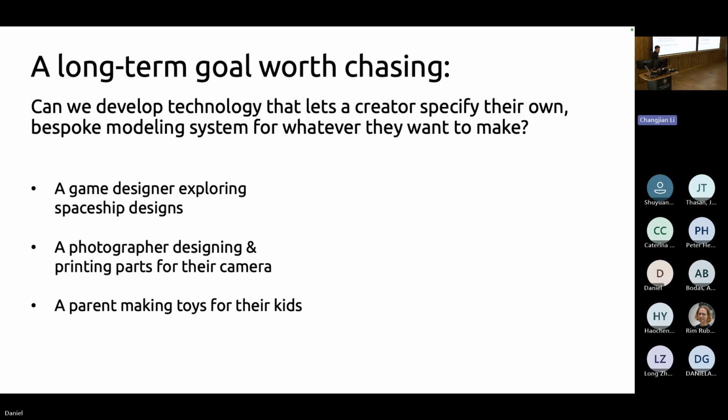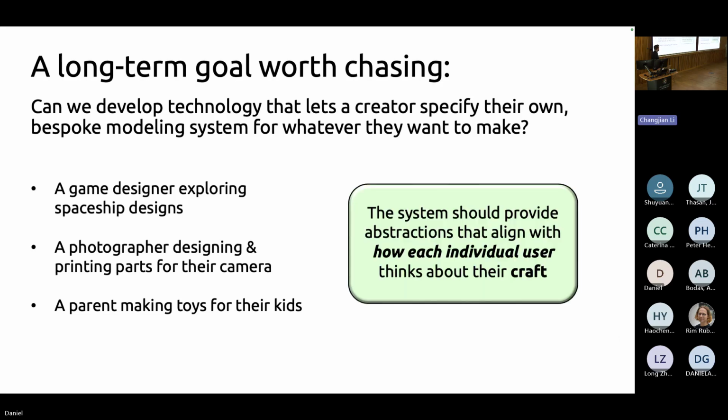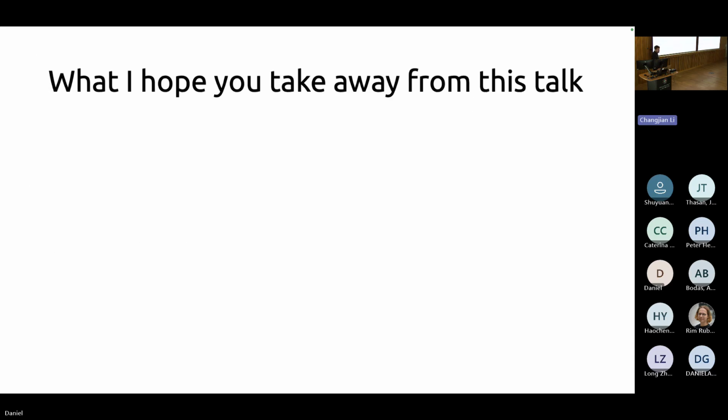And I think the idea is that all of these systems should provide abstractions that align with how each individual user is thinking about their craft, based on the way their brain works, what their expertise level is. I think that's the tricky bit. So, okay, I know I'm over time. I want to wrap up.